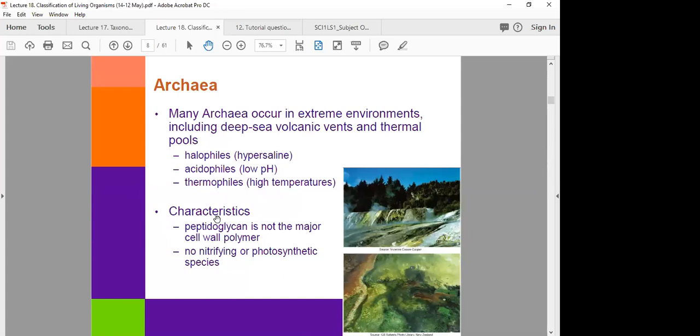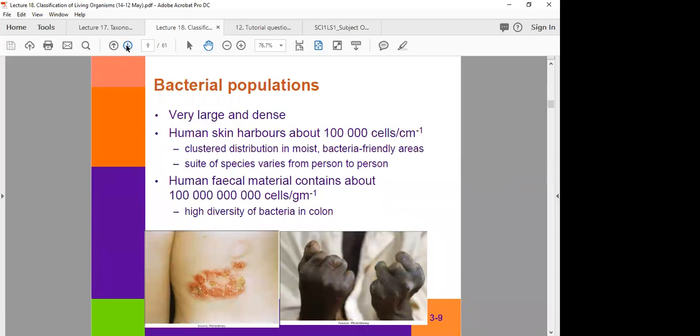All right, characteristics of the Archaeans. Peptidoglycan is not found in their cell walls. So this is one of the biochemical differences between bacteria and Archaea. There are no photosynthetic Archaeans known as yet, and there are now nitrifying species of Archaeans that have been found, but this is still not reflected in the textbooks. There's often quite a lag time between when something's discovered and when it's incorporated into textbooks. So I need to update that particular lecture slide.